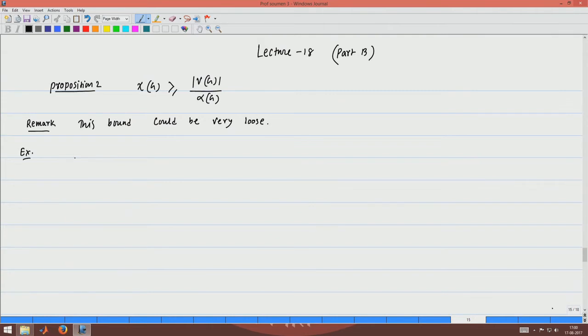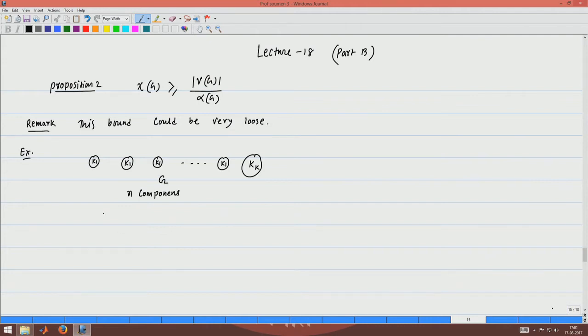Let me consider this graph. This graph has n components. The first component is K1, that means just one vertex. The second component is also a complete graph with one vertex, just a single vertex, and you have n minus 1 such components. And then the nth component is a complete graph with k vertices. So this is the graph G, it has n components.